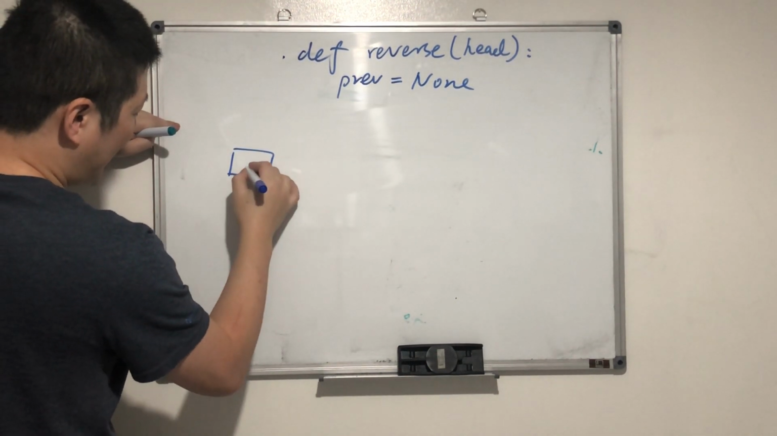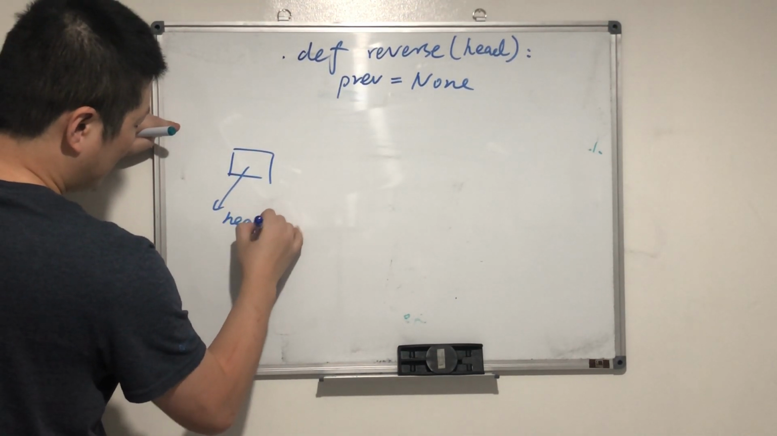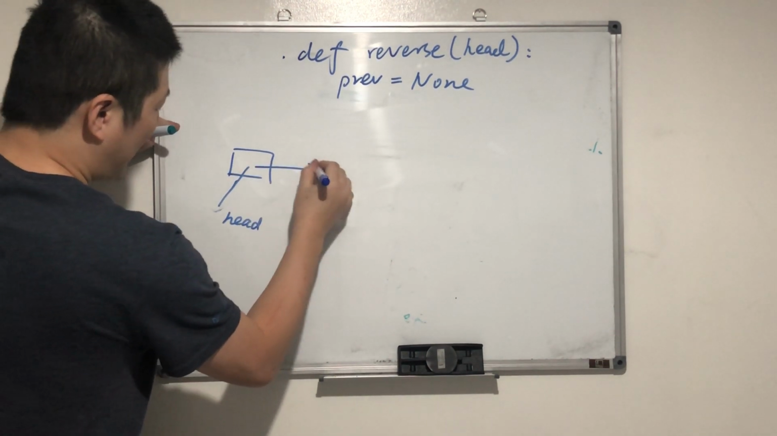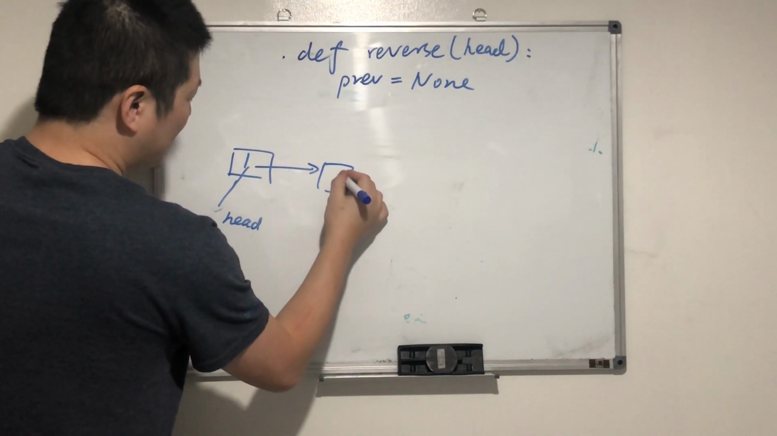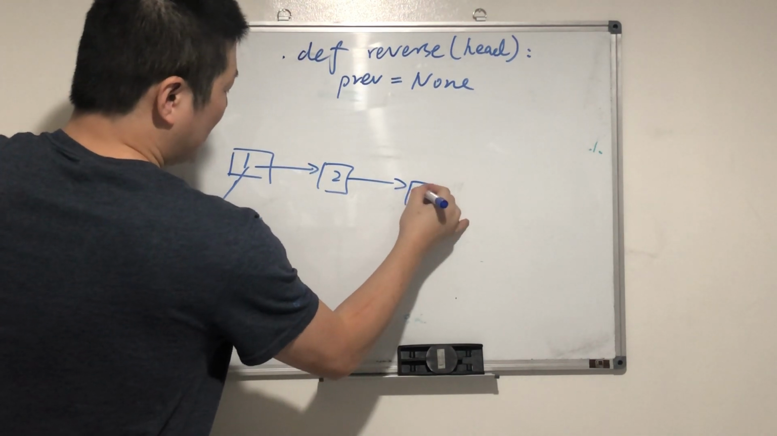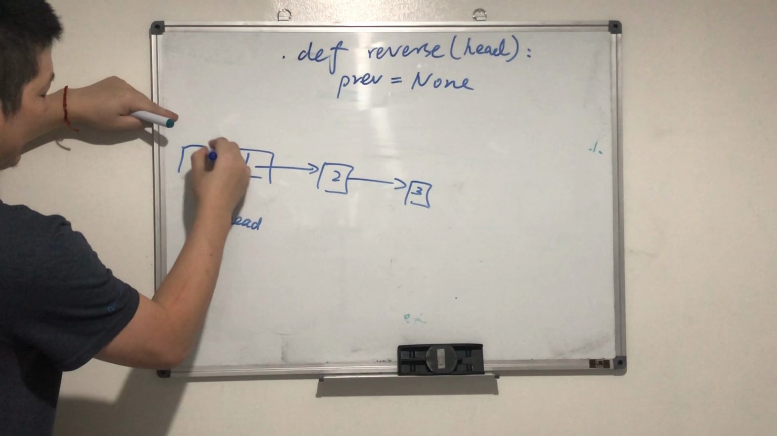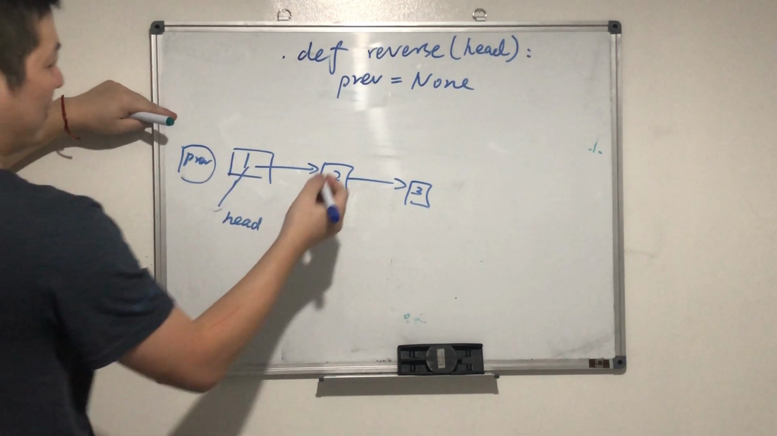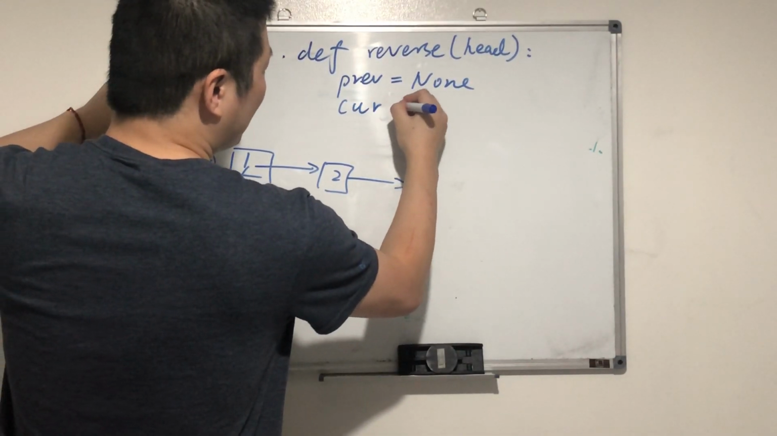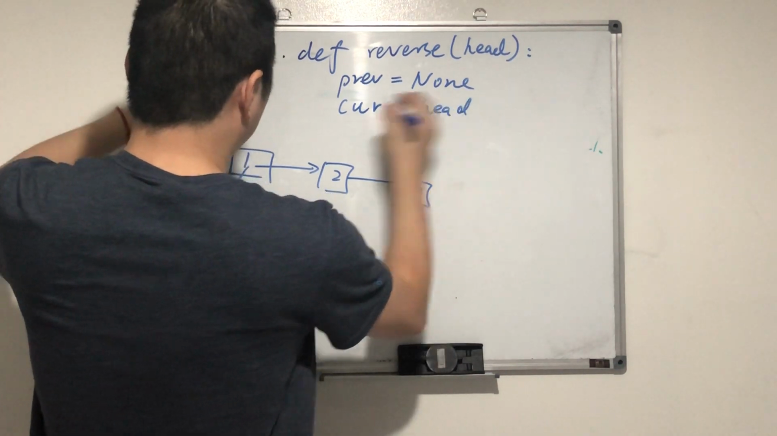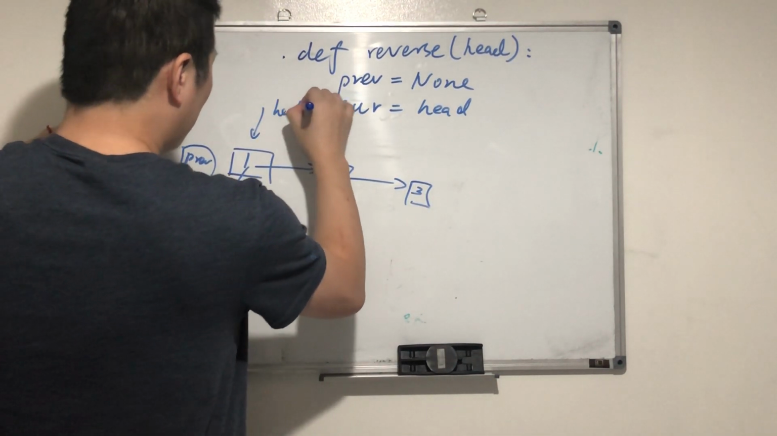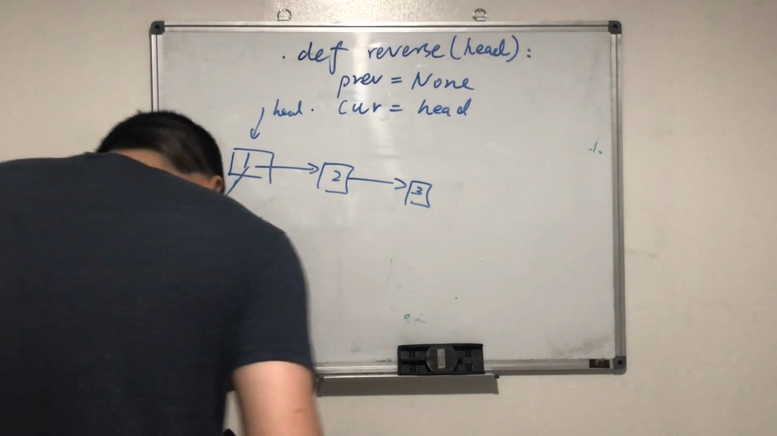Look, this is the head, and then I have these nodes 1, 2, 3. The previous node is None, because the previous node here is the dummy node. And then the current node equals head. Current node is head, yes?